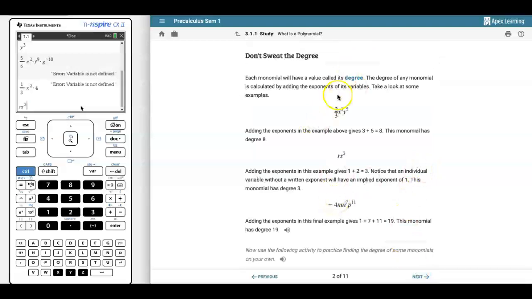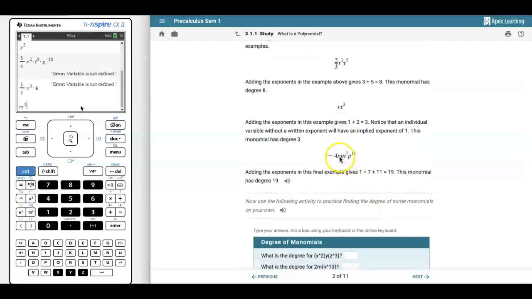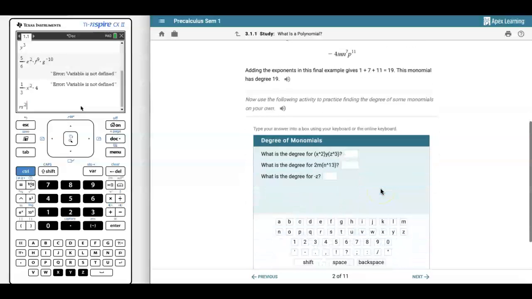Each monomial has a value called its degree, right? And the degree is if we add up all of the exponents of the variables. So 2/3 x to the 3rd, y to the 5th. So that's 3 plus 5. That gives us a degree of 8. Same thing, rs squared here. We've got a 1 for the r, that's technically r to the 1st power plus s to the 2nd. So 1 plus 2 is 3. Even if we look here, we have m to the 1st, n to the 7th, p to the 11th. So 1 plus 7 plus 11. That gives us 19.